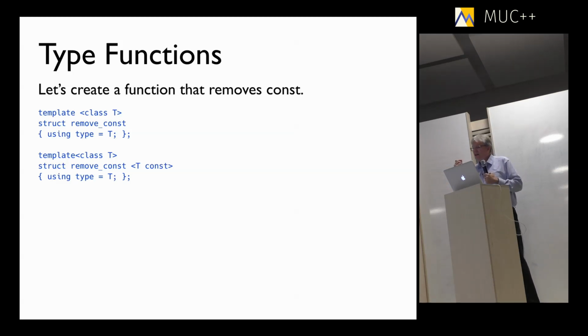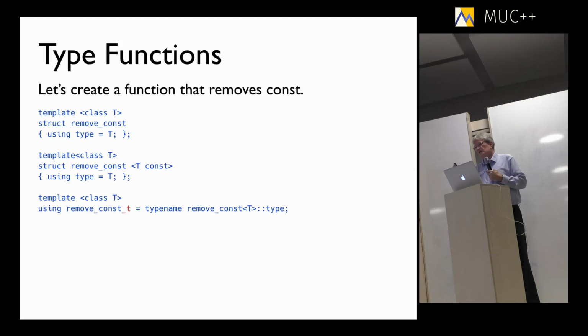But if it is const, then I can create a specialization for the situation where it's t const. And in that specialization, I'm actually saying the same thing. I'm saying using type t, but the difference is it's a different t for the specialization because pattern matching has pulled the const out. So both of these are going to return a value that doesn't have const. And then, of course, we want to do the remove const underbar t, which defines our type for us.